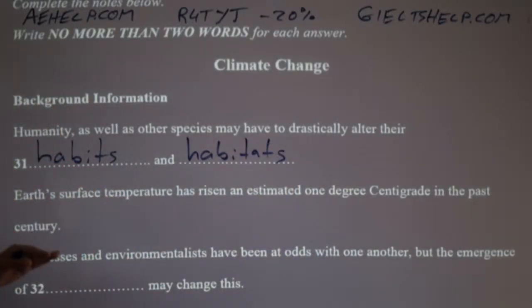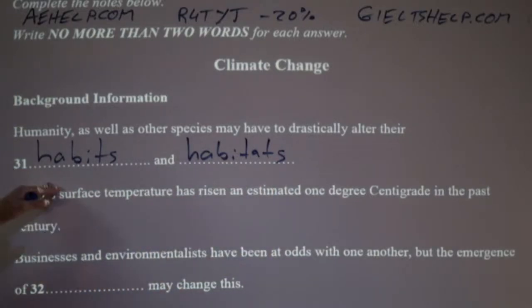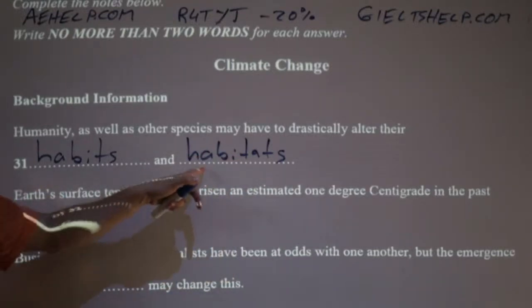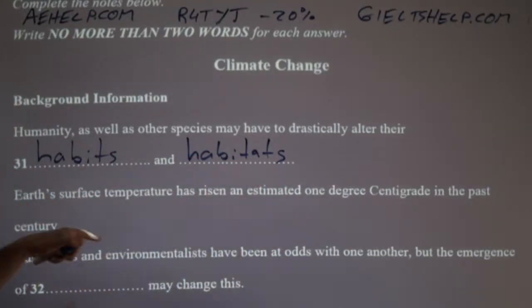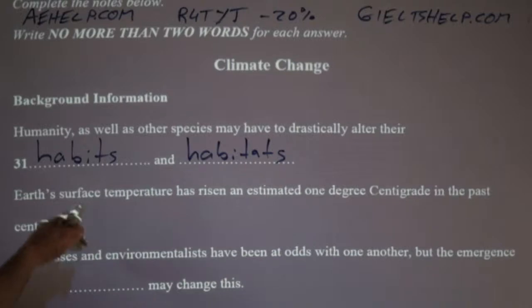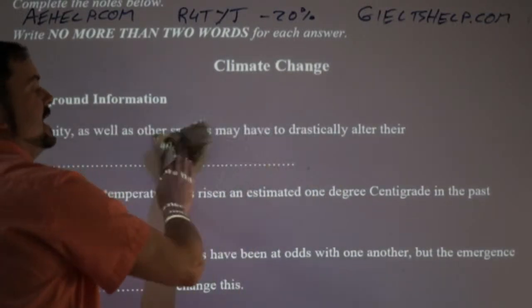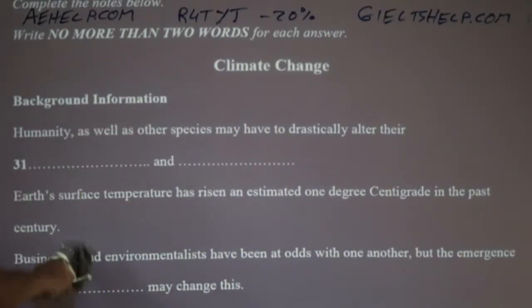Okay, habits are our regular behaviors, and habitats is where we live. Habits, habitats. The reason these two words sound similar is because we do our habits in our habitat. So we regularly live in our habitat and we do our regular activities in our habitat. So that's why in English you have these similar kinds of words, although they do have different meanings. Okay, so habits and habitats, all lowercase, common nouns.